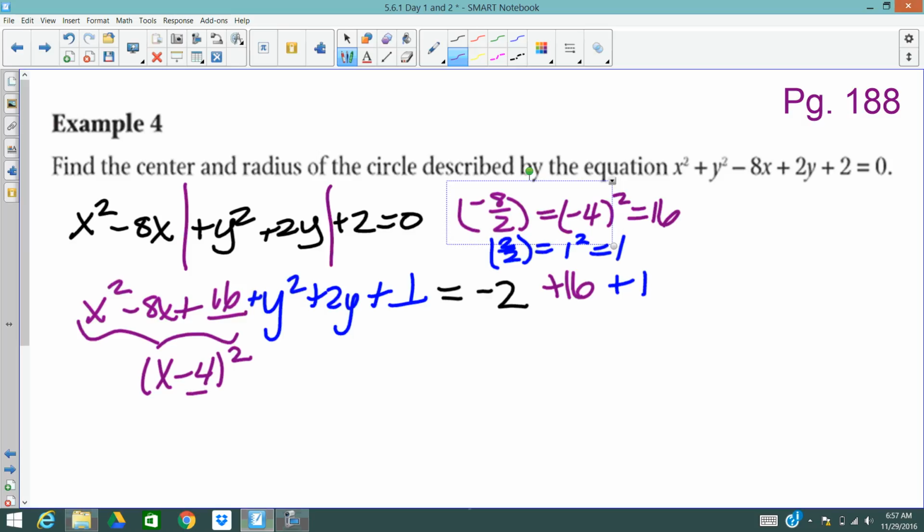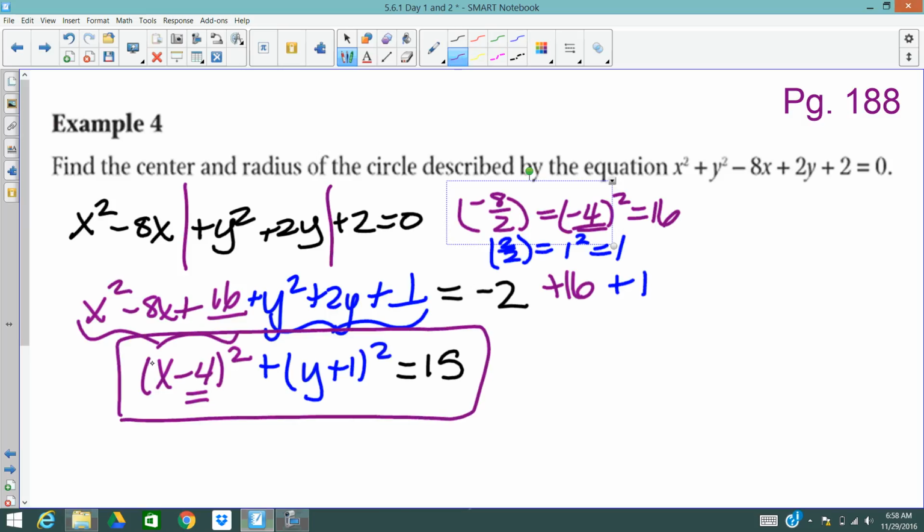And again, I always know this because it's whatever I get after I take b divided by 2. Plus y squared plus 2y plus 1, that trinomial factors to be the quantity y plus 1 squared equals, now on my right side I have 15. And now my answer is in standard form, and now this is really easy to identify center and radius.